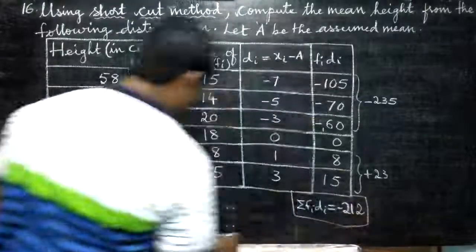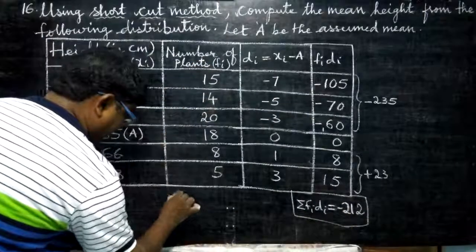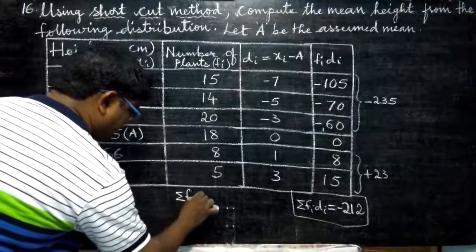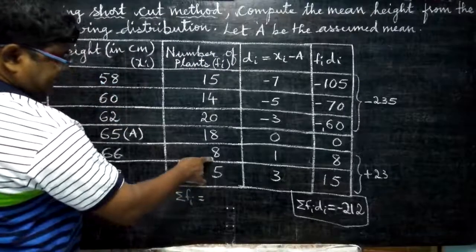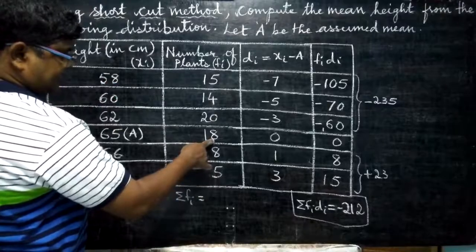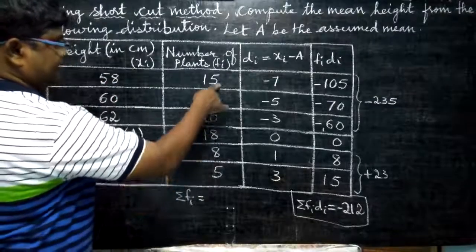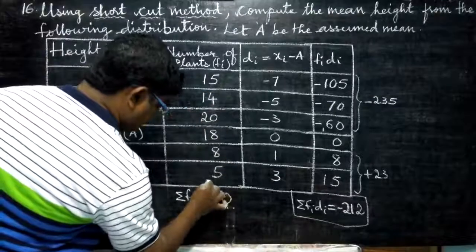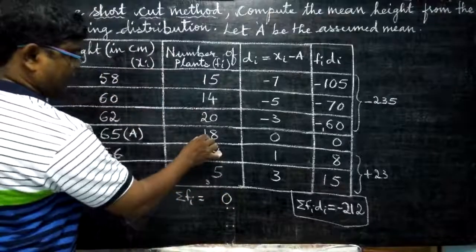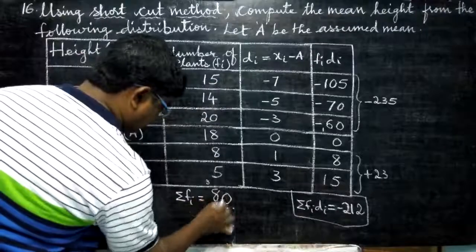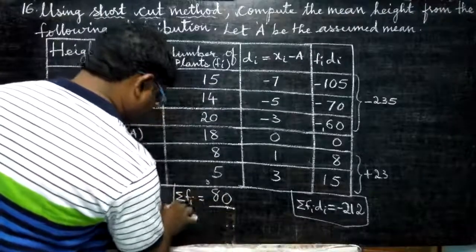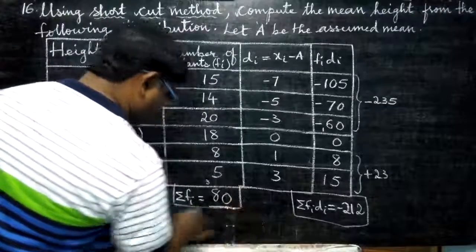And add sigma fi. Sigma fi. Total frequency. Sigma means total. 5 plus 8, 13. 13 plus 8, 21. 25, 30. 0. Here 3. 3, 4, 5, 6, 7, 8. So 80 you got. 80. So this is total frequency.